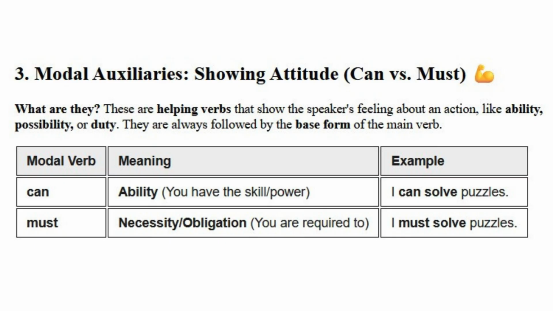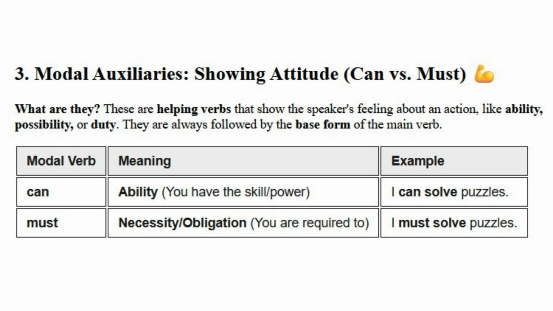If the modal verb is can, its meaning for that is the ability. You have the skill or power. For example, using can, you would say, I can solve puzzles.